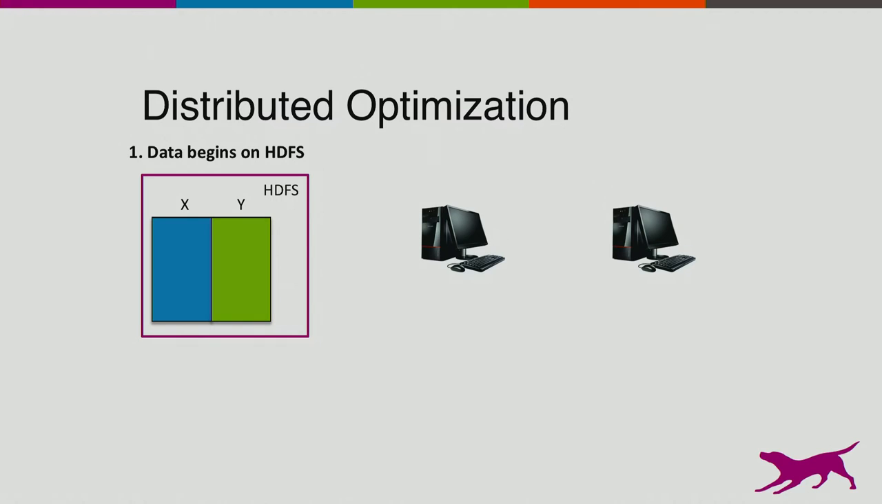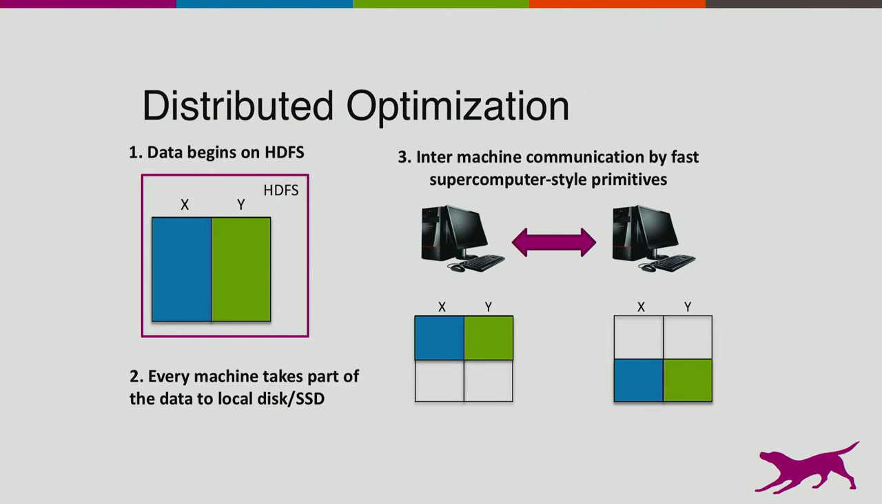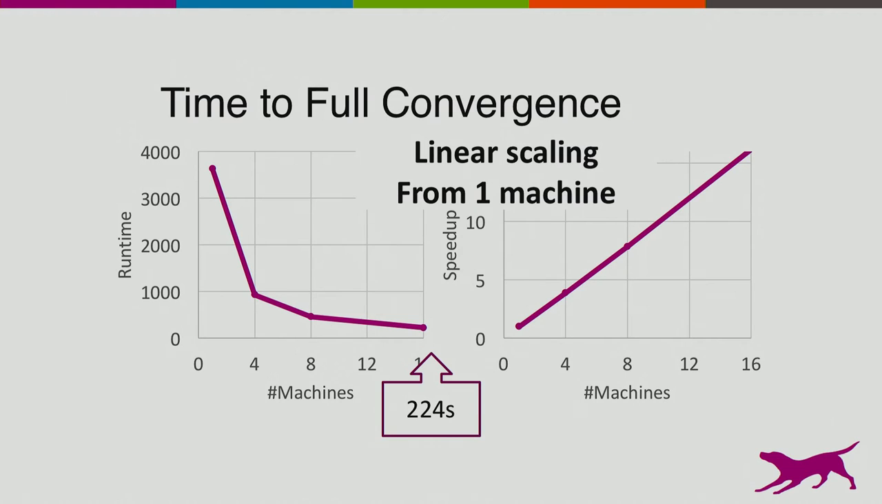So we begin with data on HDFS, and each machine will first save part of the data onto its local SSD for more efficient iterative passes. Then we implement a very high performance intercommunication layer, RPC, to do the communication quickly. The benchmark on the full Criteo data set was 4.4 billion rows and 14 coefficients. We achieve nearly linear speedup. This is run through convergence, by the way, not a number for one iteration. On 16 machines, we can run through to convergence in just a few minutes.